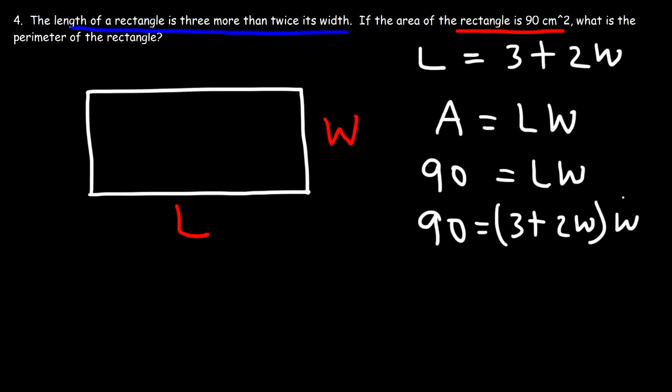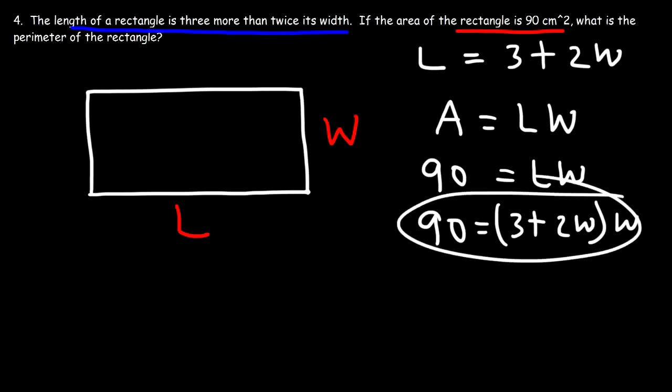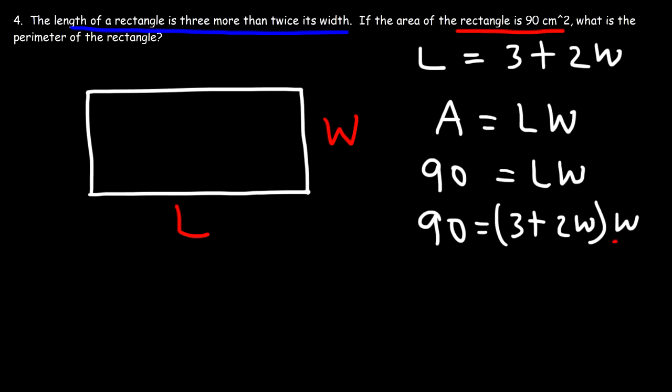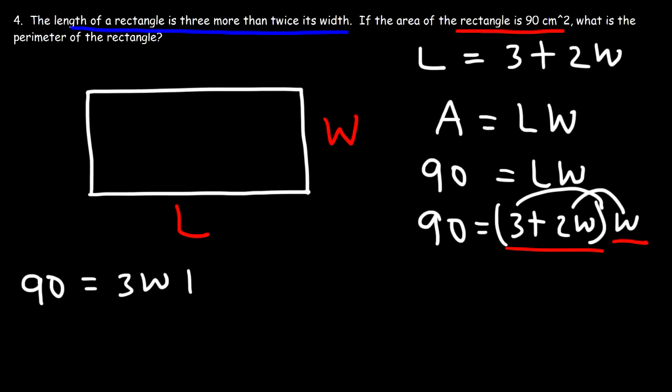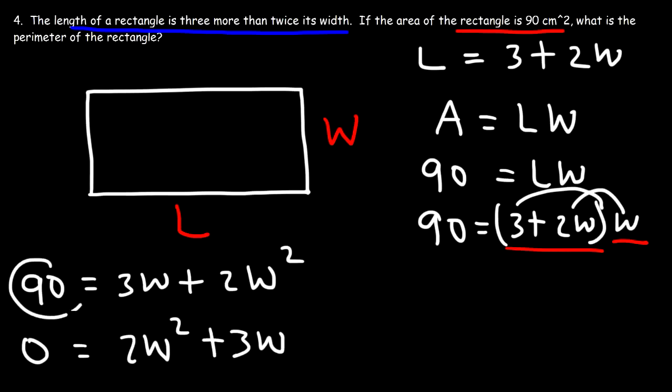So now we have an equation with only one variable, so we can solve it. But how should we go about solving it? Well, the first thing we should do is distribute W to 3 plus 2W. So it's going to be 90 is equal to 3 times W, which is 3W, and then 2W times W, that's 2W squared. I'm going to move the 90 to the other side and rewrite it in standard order. So it's 2W squared plus 3W. And when you take the 90, which is positive on the left side, and move it to the right side, it switches from positive to negative.